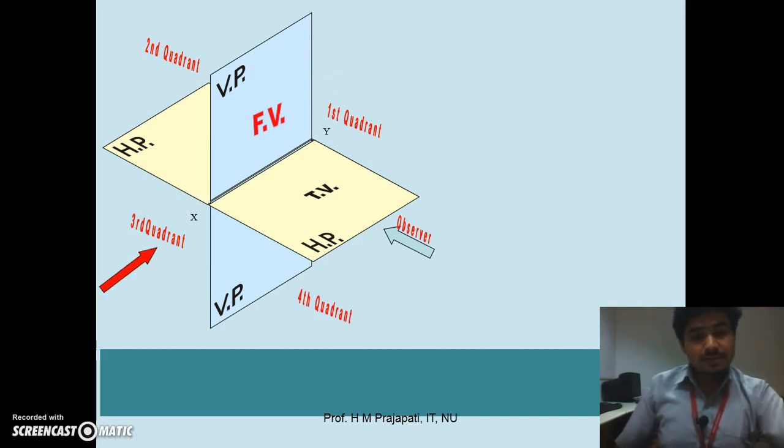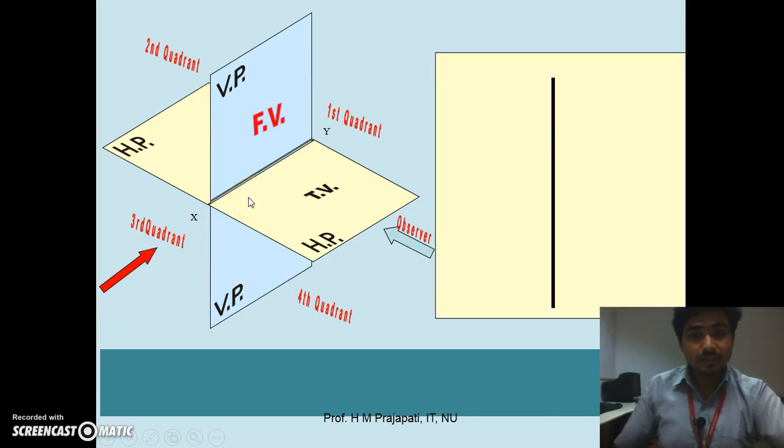Now if we see this quadrant system from a side view, then this VP is one reference plane which looks like a line. In the same way, this horizontal reference plane is again a plane, so it looks like a line, but both are perpendicular to each other. And this XY line looks like only a dot.